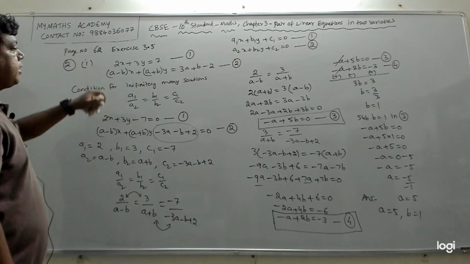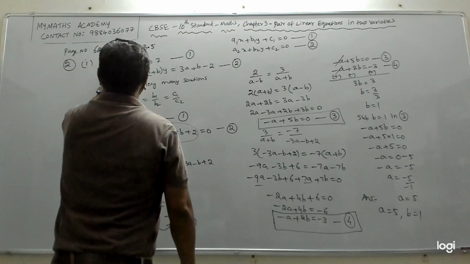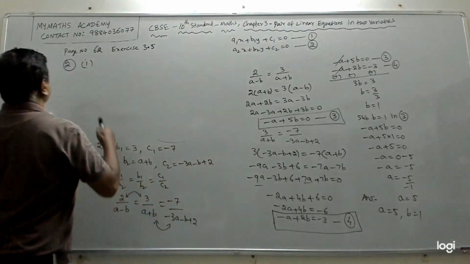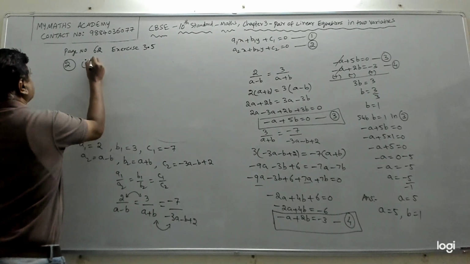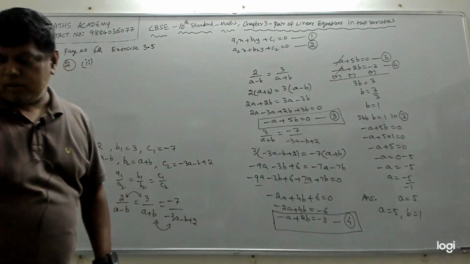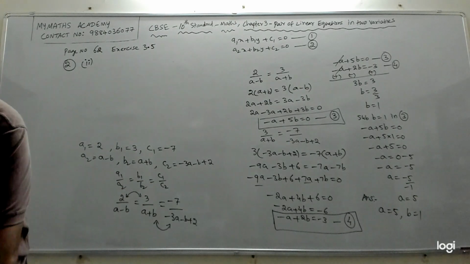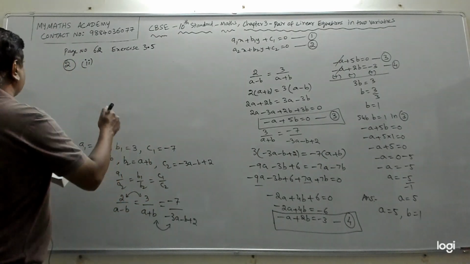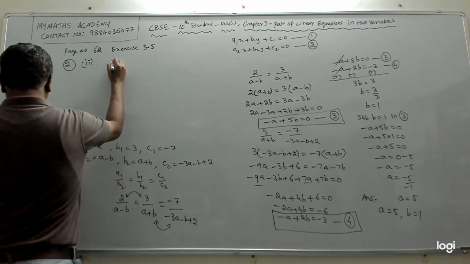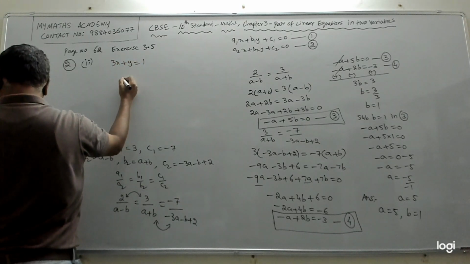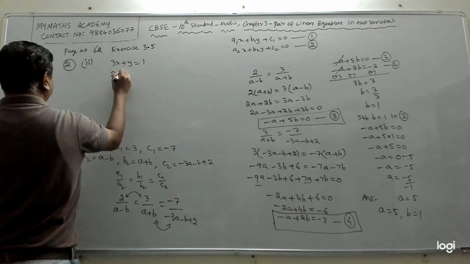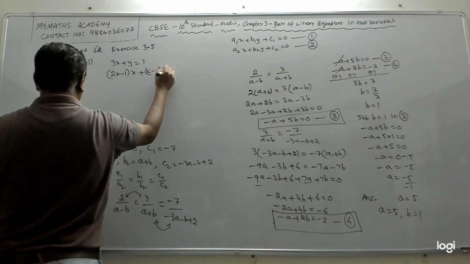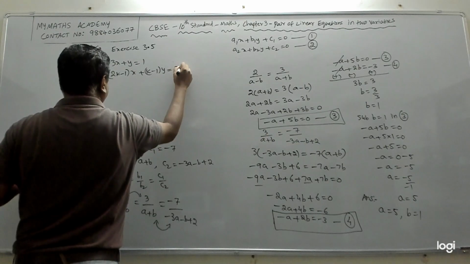In the second problem, the second subproblem. Right? Let me erase this. So what is it? We have to find the value of k, for which the given set of linear equations have no solution. So we have to solve this: 3x plus y equal to 1 and 2k minus 1 into x plus k minus 1 into y equal to 2k plus 1.